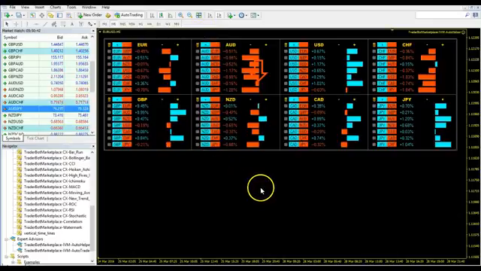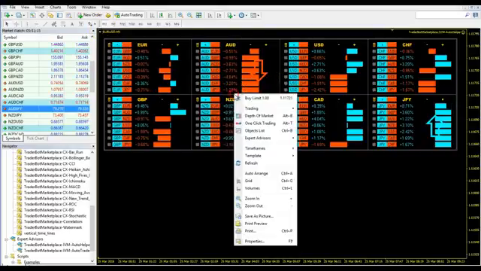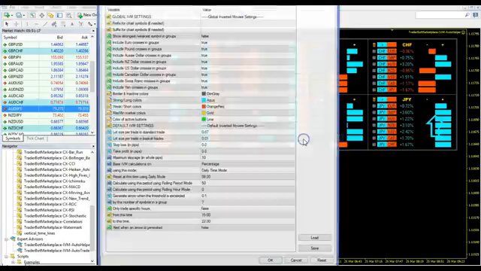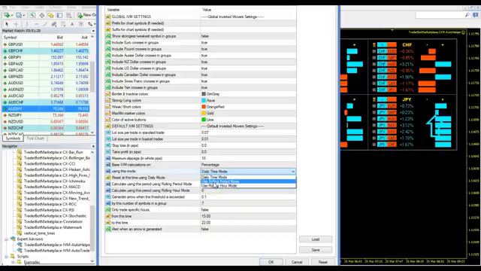What if I'm a really short-term trader and I want to trade off the 1-minute charts? How do I do that? Well, I can see right here that it's all messed up because I had it on daily settings. I can go in here and click on properties. Instead of using the daily time mode, I can go down here to use the rolling period mode. Maybe I want to use the last 50 minutes or even the last 30 minutes.